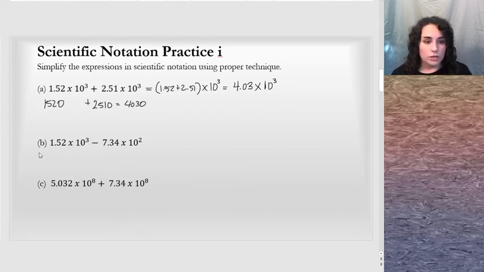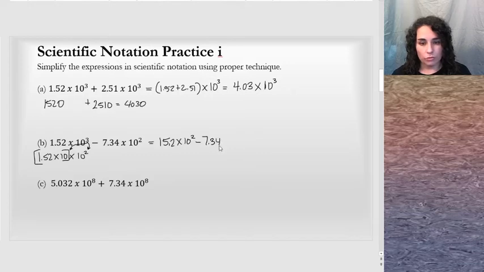How I'm going to do that is go 1.52 times 10 times 10 squared. Do you see that? I divided the cubed up into a power of 1 and a power of 2. And I'm going to notice out front here I can multiply these two things together. So this simplifies down to 15.2 times 10 squared minus 7.34 times 10 squared.